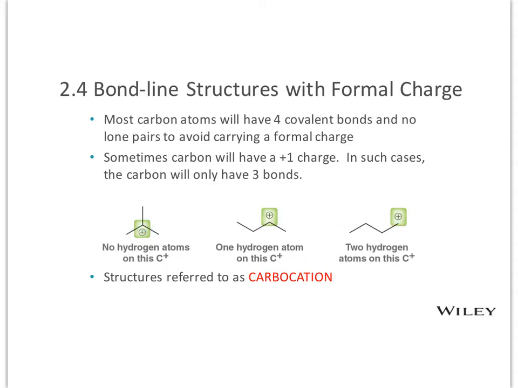Now, neutral carbons will have 4 covalent bonds, and there'll be no lone pairs on the atom. Sometimes, though, carbon will have a formal charge. If it does, its most common formal charge, in the structures we'll be looking at, will be +1. So here are 3 different examples that show carbons having a +1 formal charge, these carbocations.